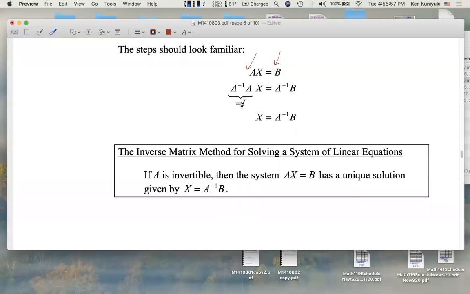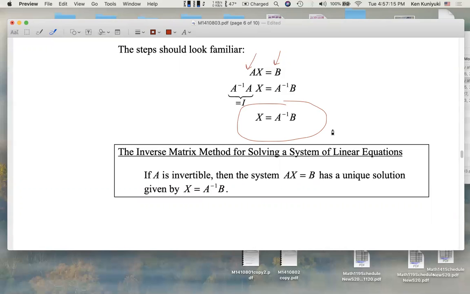A inverse times A is the identity. You have compatibility here. I times X is X. X equals A inverse B. And that's a way of solving a system, assuming you have one unique solution. And it's a square system.